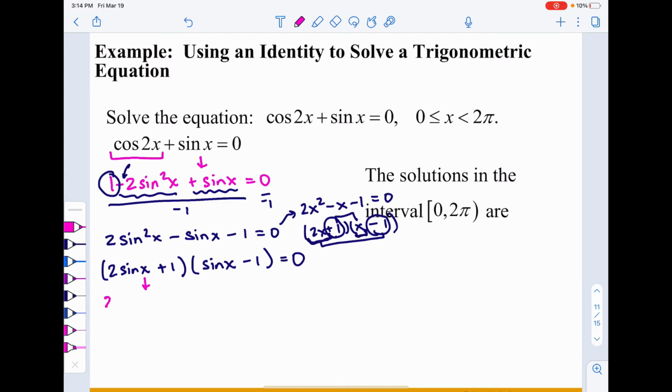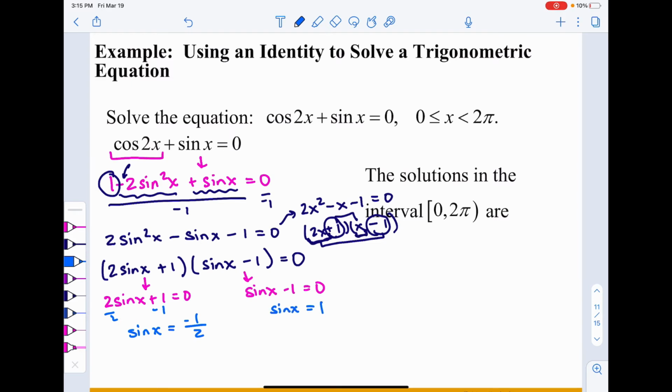So I have 2 sine x plus 1 is going to equal 0, and I have sine x minus 1 is equal to 0. And we're going to solve to get x all by itself, or at least sine of x all by itself. For the first one, I'm going to have to subtract 1 and then divide by 2. So sine of x is going to equal negative 1/2. And for our other piece, we're just going to add the 1, so sine of x is equal to positive 1.